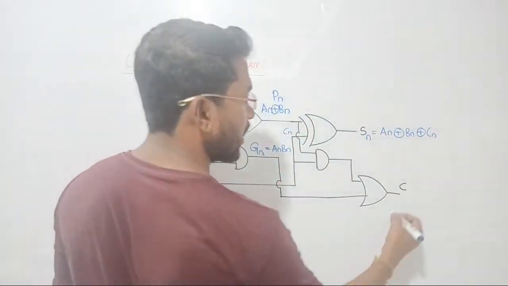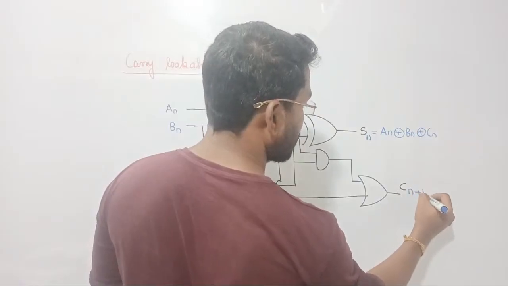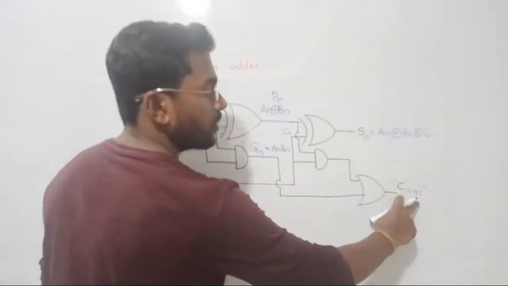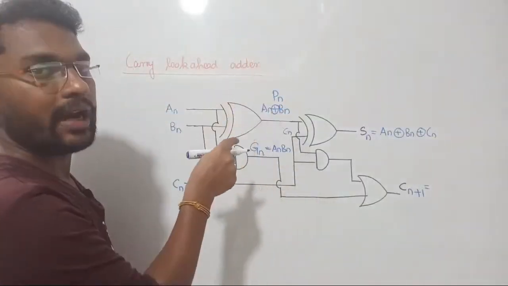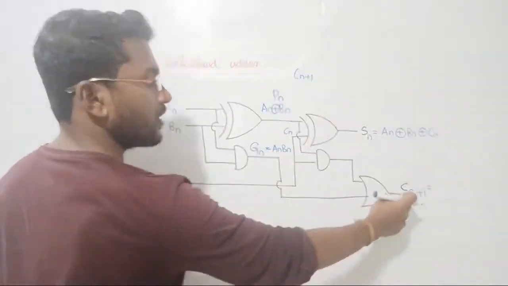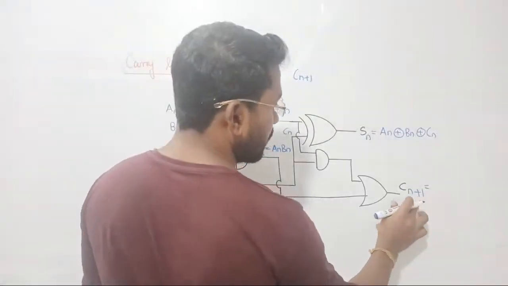Similarly, carry can be written as Cn plus 1. See, the initial carry we are already considering. I cannot directly write Cn, right? Just now I wrote in the parallel adder, the last carry can be written as what? Cn plus 1 only, right? So I'm writing in the same way, Cn plus 1, which can be written as, right?